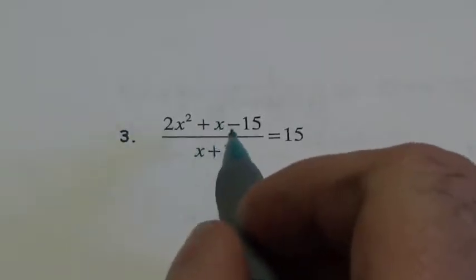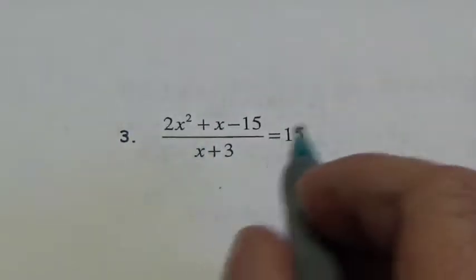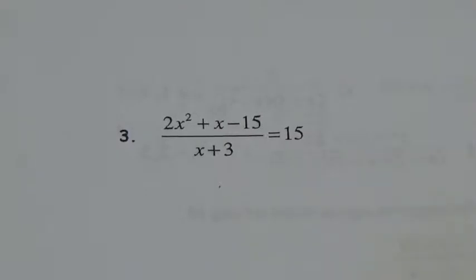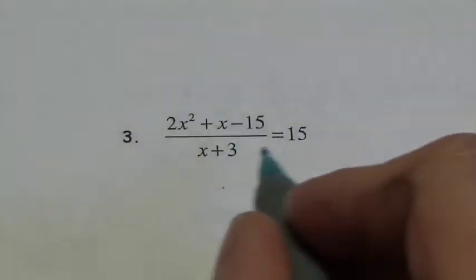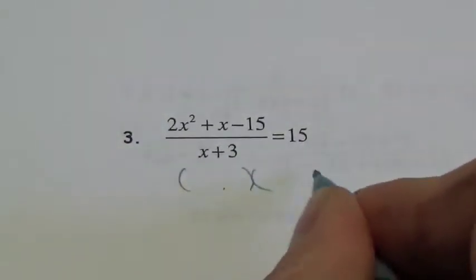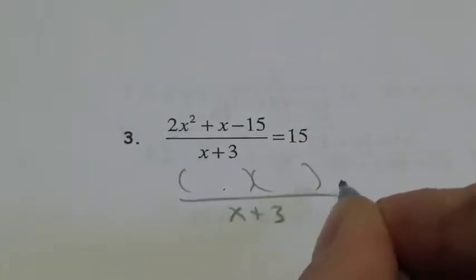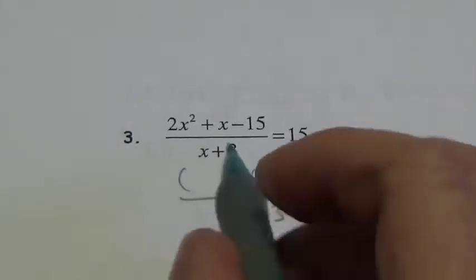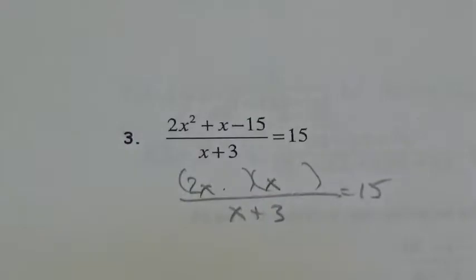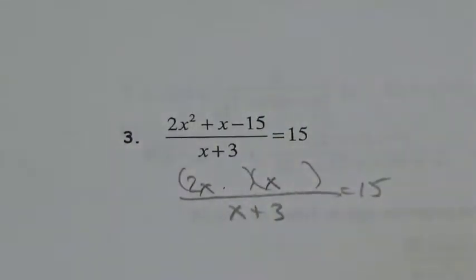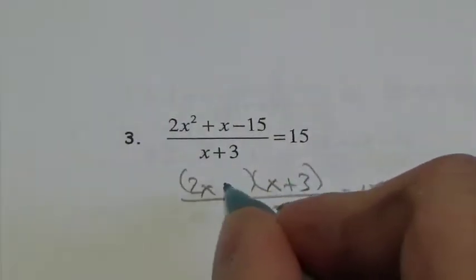Okay? Over here, 2x squared plus x minus 15 over x plus 3 equals 15. Now I want to be factoring. In the previous few questions, I didn't need to do that. Here I do. So the very first thing I'm going to do is factor that numerator. It's going to be 2x and x. My factors of 15 are going to be 3 and 5, but I need the sum here to be 1. It's negative, so one's going to be positive, one's going to be negative here. I need this to be x plus 3, 2x minus 5.